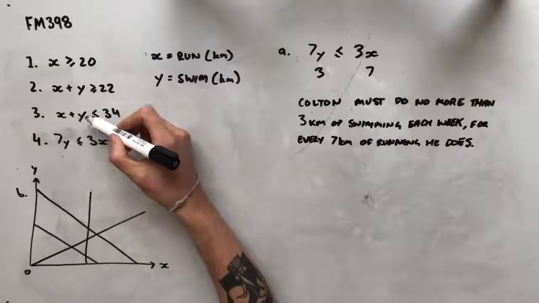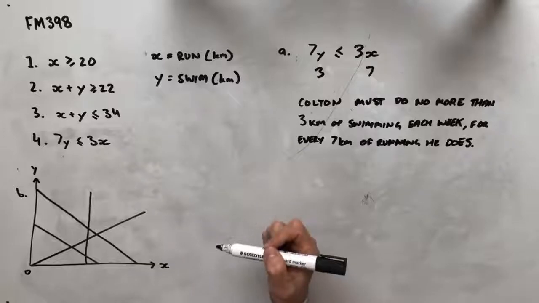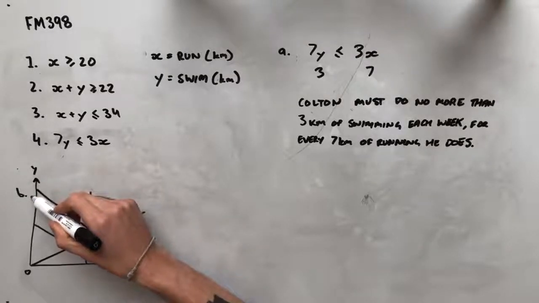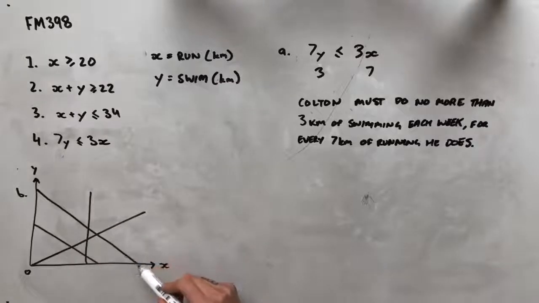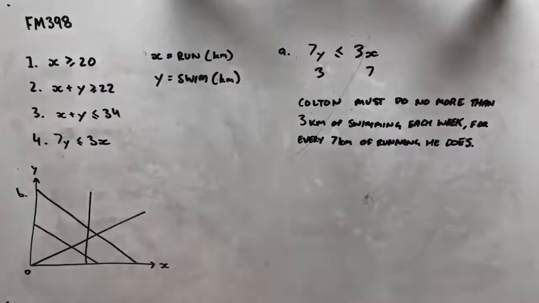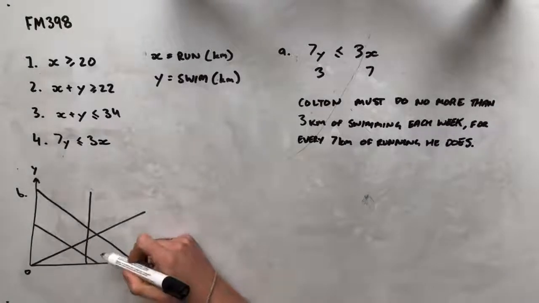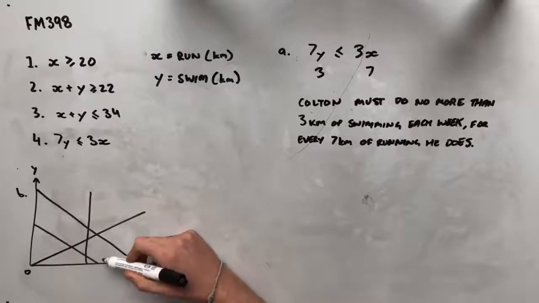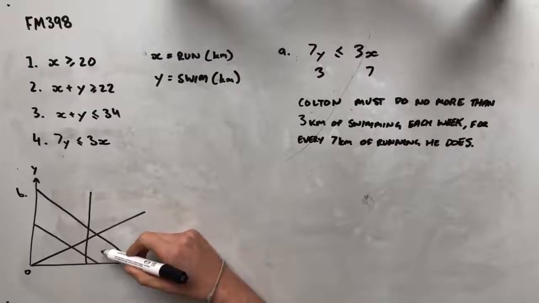Our next one, x plus y must be less than or equal to 34. Well, this now tells us that if this is x plus y equals 34, in order to be less than, we need to be below the line and left of the line. So we now know that we've been left with either this little triangle in here or this slightly odd quadrilateral that we've got over here.